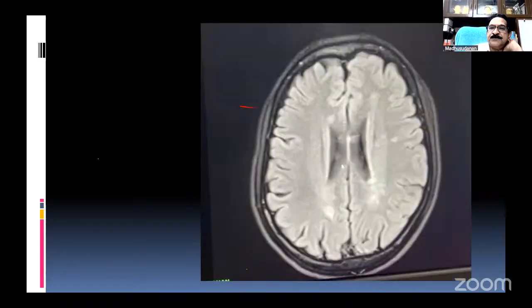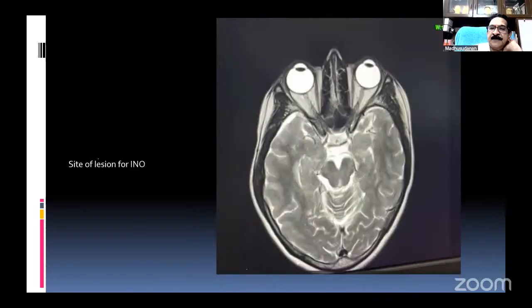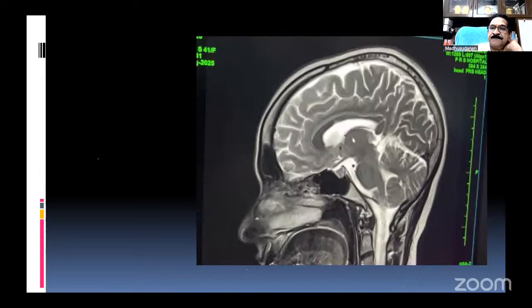Now, this is the picture showing multiple FLAIR hyperintensities joining the ventricle. And that's the culprit lesion. You can see the hyperintensity exactly in the region of MLF. And multiple lesions there.